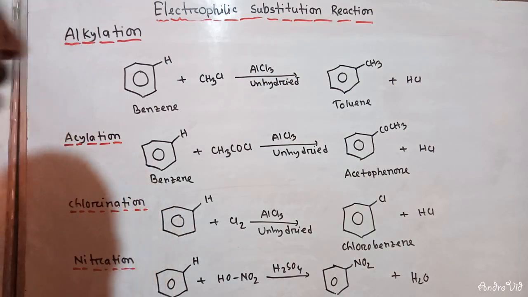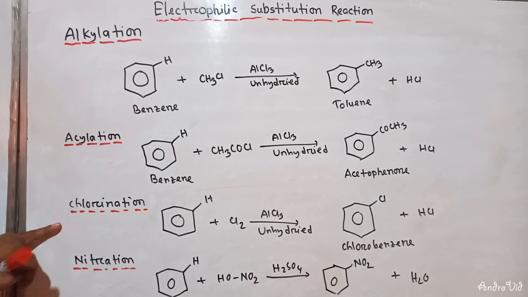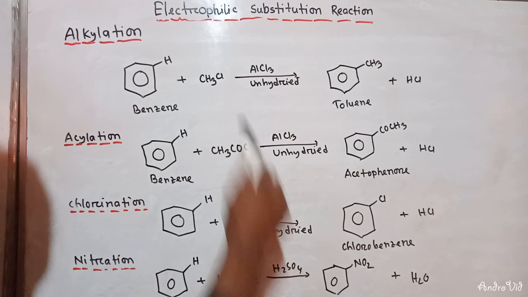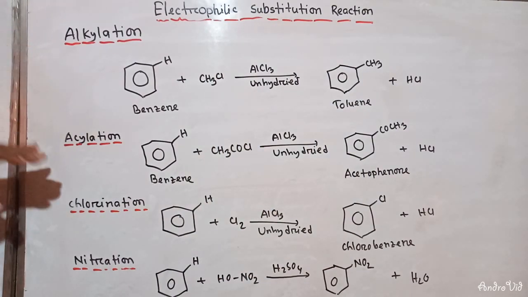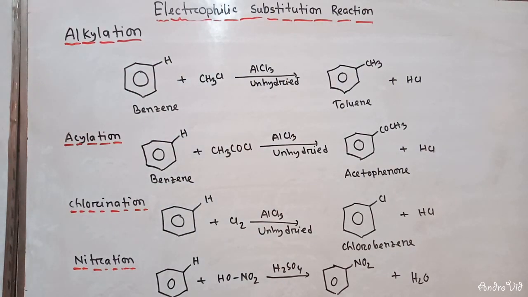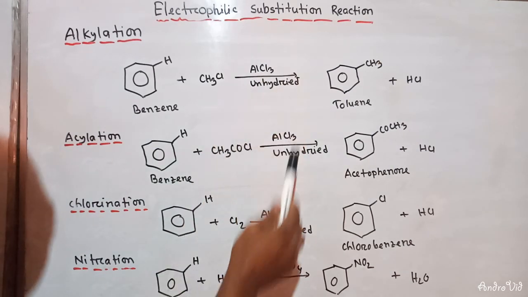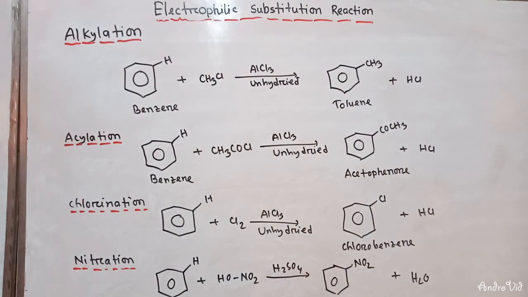During alkylation, acylation and chlorination, the catalyst that you should use is the same. In each case, you have to use the catalyst anhydrous AlCl3. So I hope you understand these 4 types of electrophilic substitution reaction.